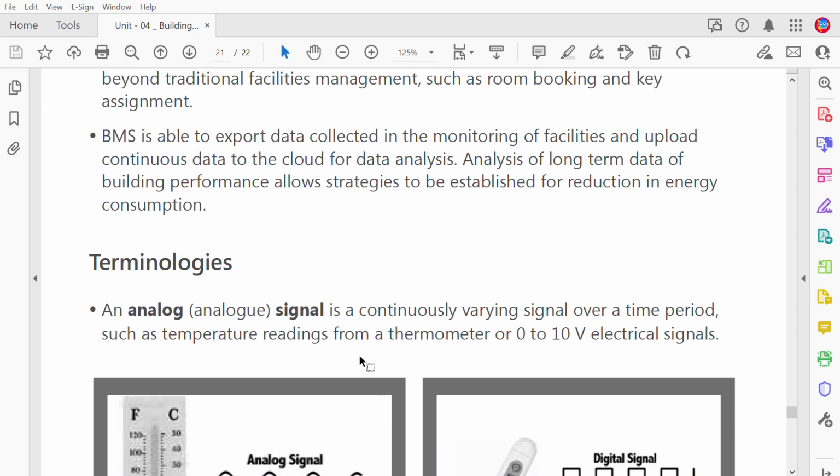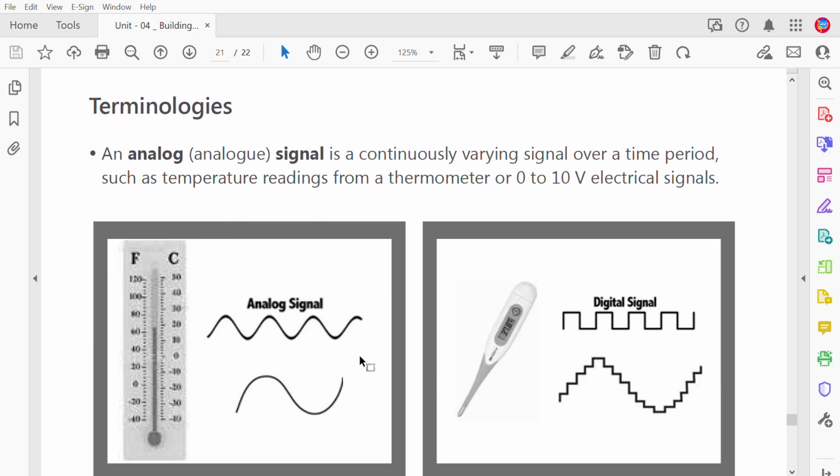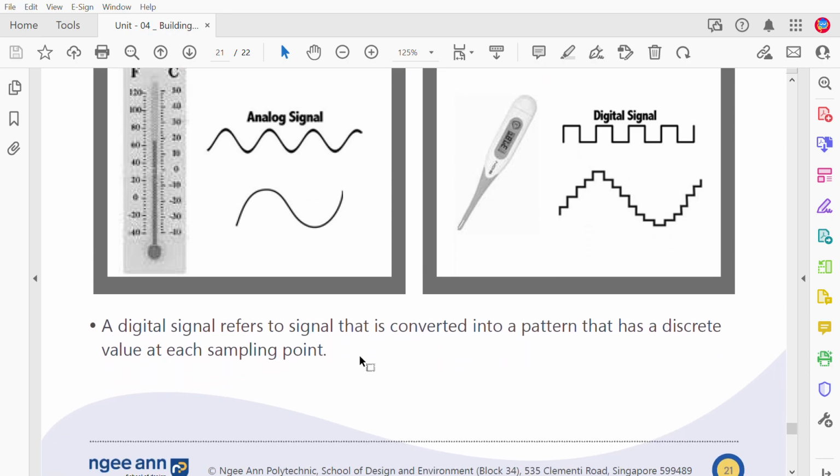So terminology: an analog signal is a continuously varying signal over a period of time, such as the temperature reading from a thermometer, which could be 0 to 10 volts, and then converted to an electrical signal. A signal could also refer to a point or pattern that has some discrete values of a set point.